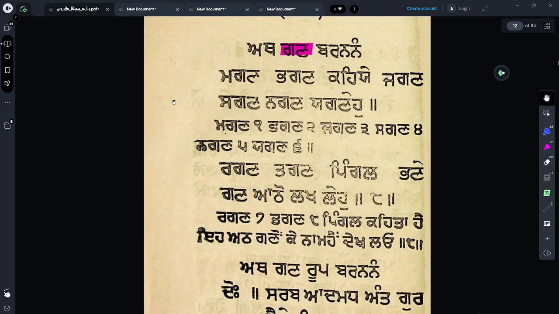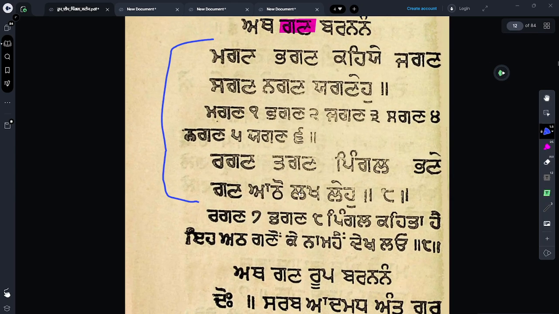It's because there's a formula to it. So this should be on your priority list: just memorize this stanza. That's why it's written in poetry, so it's easier to memorize. Instead of memorizing Magan, Pagan, Jagan, Sagan, you can actually just memorize the stanza. Magan, Pagan, Kehiye Jagan, Sagan, Nagan, Yaganeho, Ragan, Tagan, Pingal, Pane, Gan, Atho, Lakhleho. Just memorize that small doha.